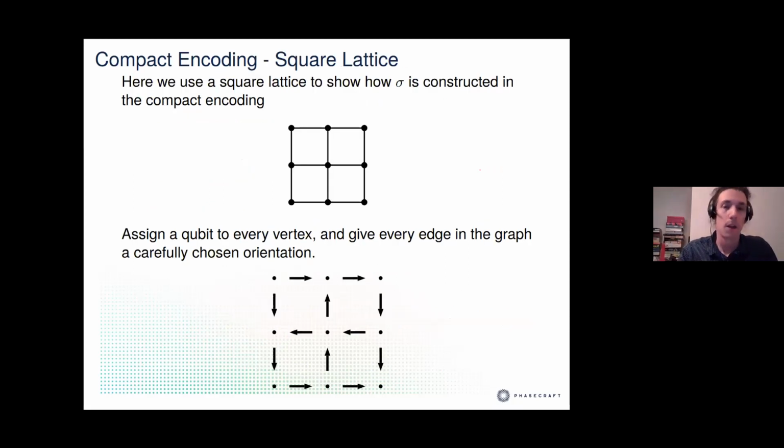Okay. So now let me explain how this works for our compact encoding. So here we're looking at a square lattice, just by way of example, and we're going to construct this representation sigma. Okay. And so what we do is we assign a qubit to every vertex, and we give every edge in the graph a carefully chosen orientation. And this orientation is a bookkeeping device, okay? So here we have odd and even faces. And on the even faces, say, for instance, in this upper right-hand corner, we have the edges cycling around the face. Similarly, in the lower left-hand corner, we have the edges cycling around in an opposite direction. And then on these odd faces, we have the edges pointing into or away from each other on the corner vertices, okay?